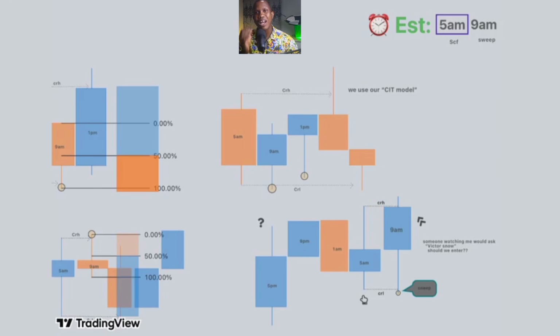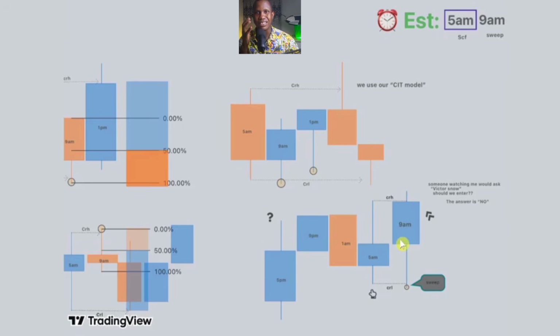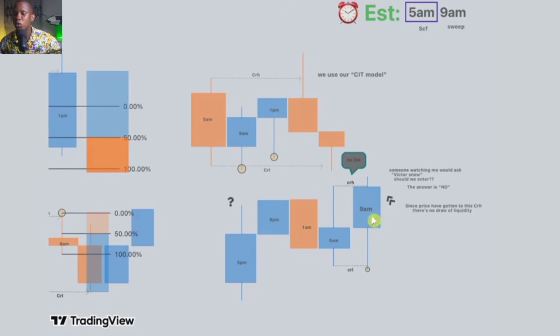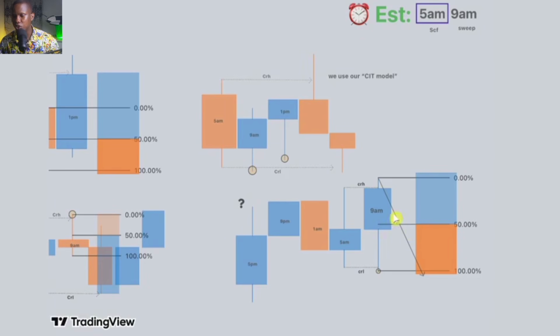Someone watching me will ask, Victor Snow, should we enter from this level? The answer is no. Once price has gotten to this candle range high, there is no more draw on liquidity in the market. Markets will not be able to move if we try to enter from the 50% level of this 9 a.m. candle, guys. So an entry from here will be wrong.